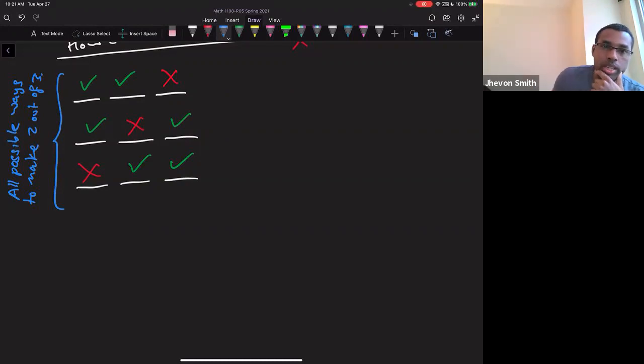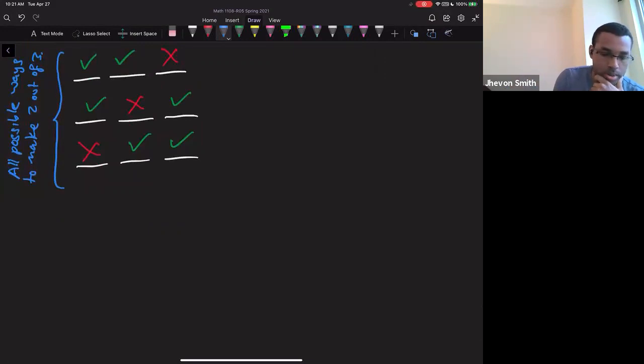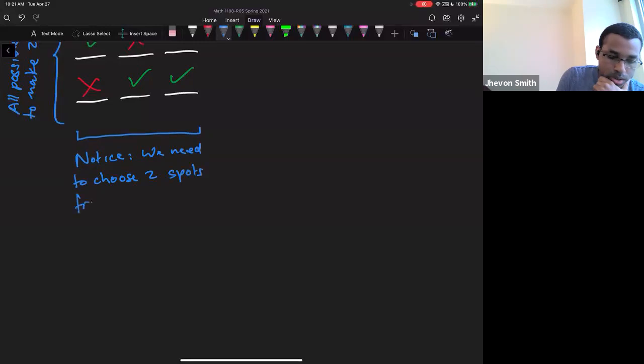And I don't want to actually count that specifically here, like when he has 10 or more, because that's going to take forever. So we want a principle that can help us to count this. Now, we do have a principle that was introduced a long time ago. I want you to notice we need to choose 2 spots from 3 spots for him to make the shot.